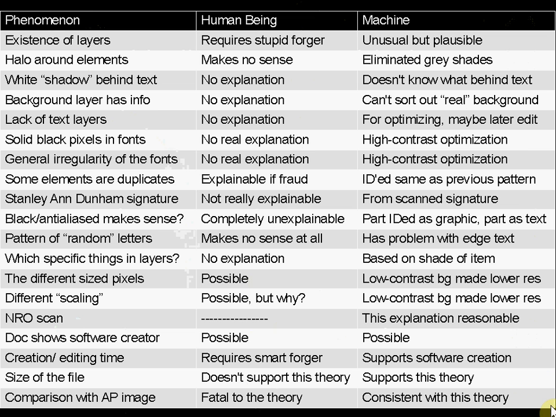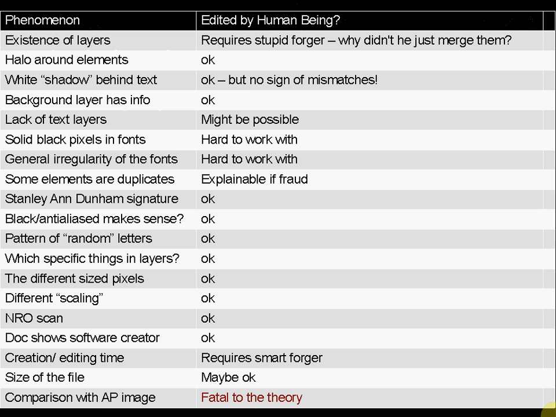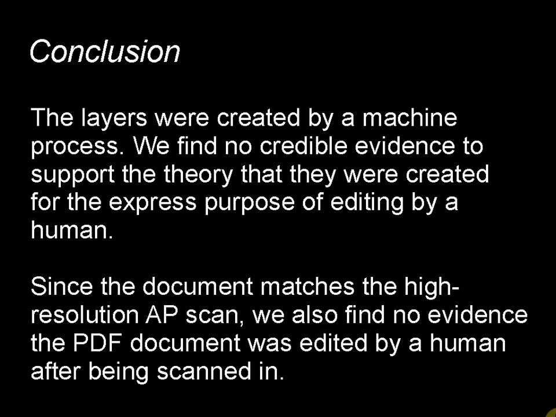We need to ask the question, what if? What if the layers were created by a machine, but the document was also tampered with by a human being? Do we have any proof that's happened? Well, once again, we go back and we look at that question. That works for some of the elements, but not for all of them. And in particular, the much higher resolution Associated Press image is fatal to that theory. It just doesn't make any sense. So in the final analysis, not only do we not have proof of the hypothesis that the existence of layers in the document means that it's a fraud, the answer is it isn't even plausible.